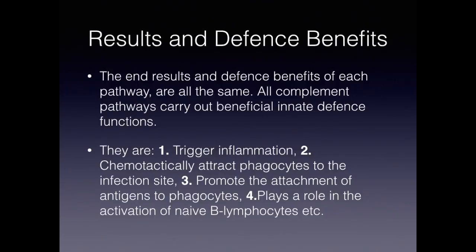The end results and benefits of each pathway are the same. All pathways carry out beneficial innate defense functions. They trigger inflammation, chemotactically attract phagocytes to the infection site, promote the attachment of antigens to phagocytes, play a role in the activation of naive B lymphocytes, cause lysis of gram-negative bacteria, and remove harmful immune complexes from the body.